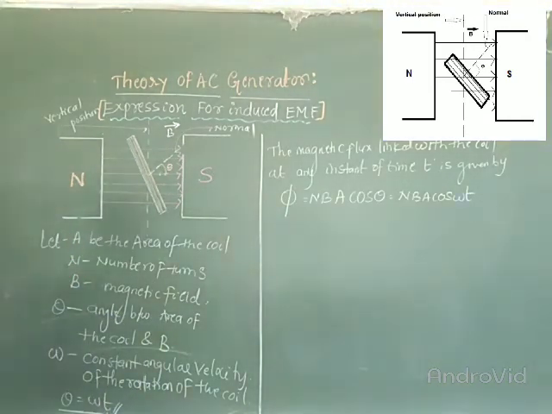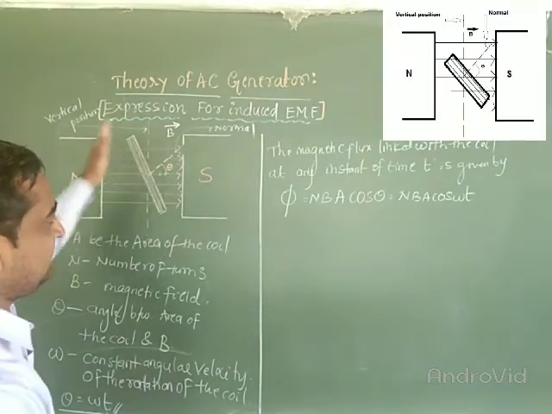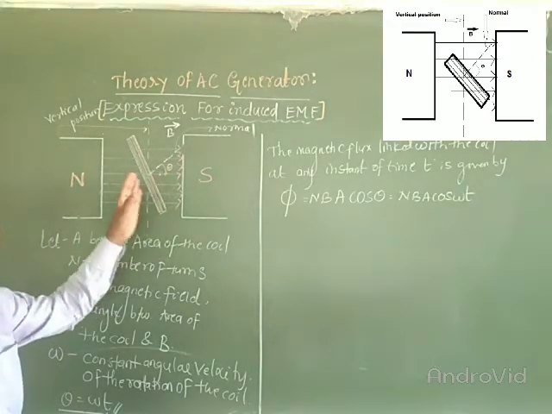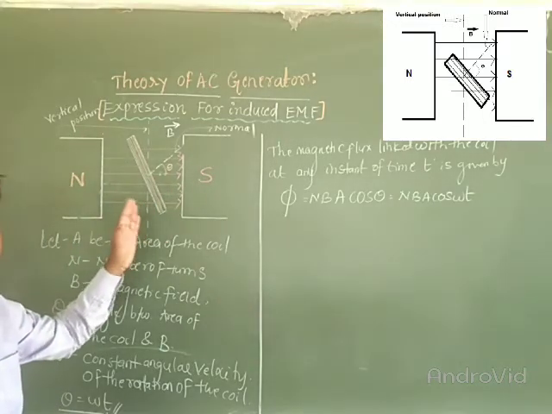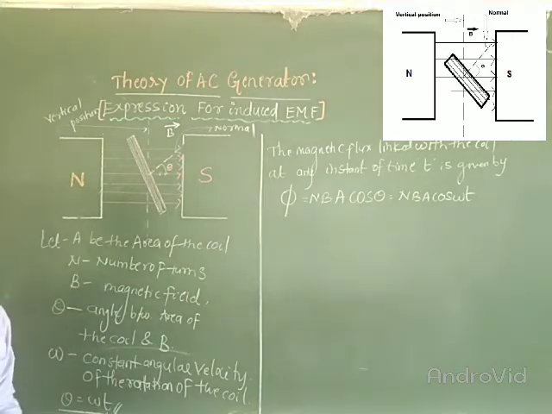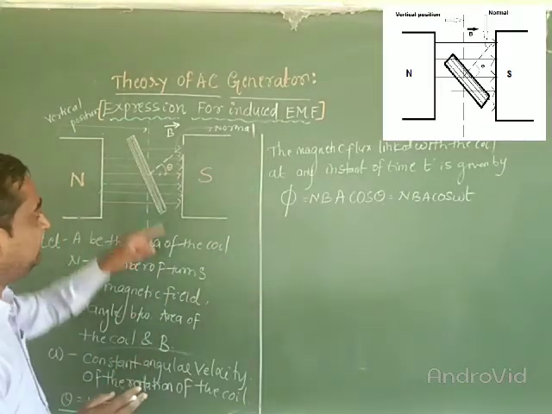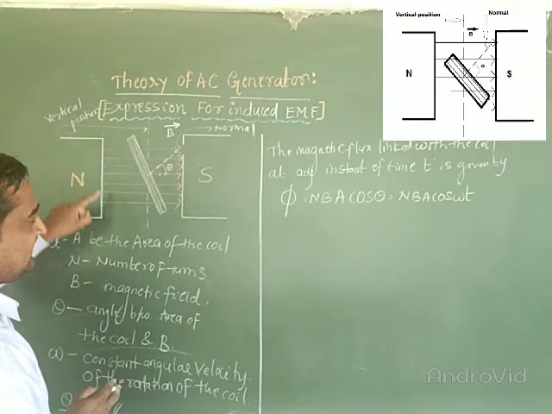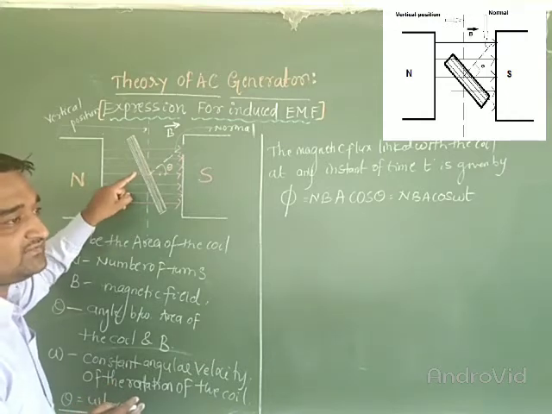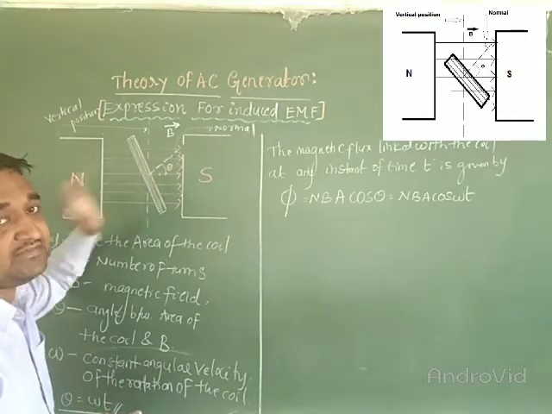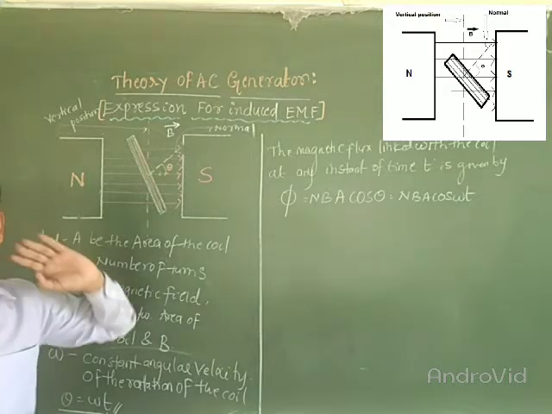Now this is the magnetic flux linked with the coil here, and what happens? As the coil is rotated in a magnetic field, the magnetic flux linked with the coil changes, and hence EMF is induced in the coil according to Faraday's law of electromagnetic induction. So the phenomenon of EMI happens here. Whenever the coil is rotated in a magnetic field, the magnetic flux linked with the coil changes, and hence EMF is induced in the coil.